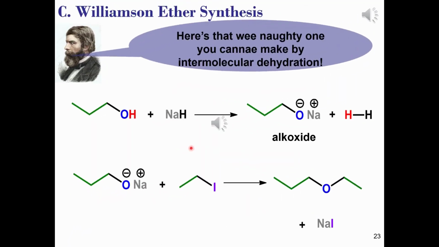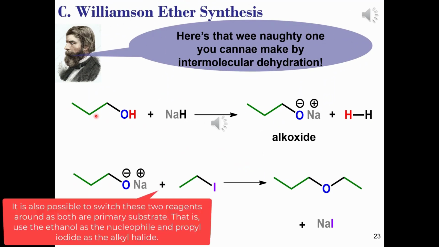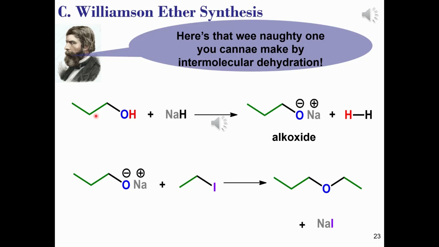On an earlier slide, we saw the unsymmetrical ether, ethyl propyl ether, and this is how it can be made using the Williamson ether synthesis. Please note that it is also possible to make a symmetrical ether via this method.